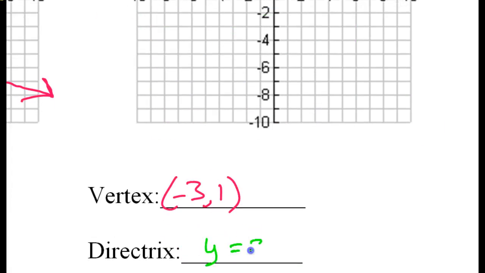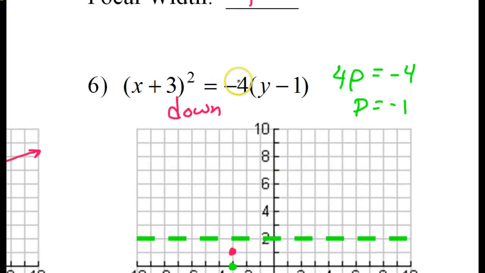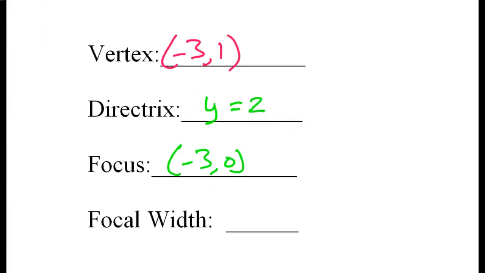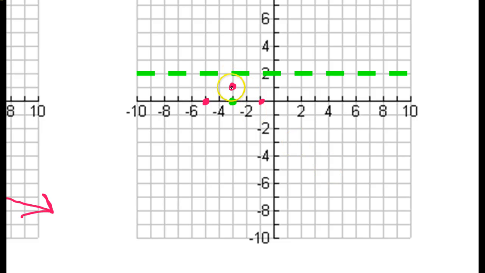Okay, now for my last couple of points, I need the focal width. The focal width is 4. Do not include the negative sign. So the focal width is 4. So if I want a focal width of 4, that means I need to go 2 to the left and to the right. All right, so that allows me to draw the parabola. Okay, so that's number 6.